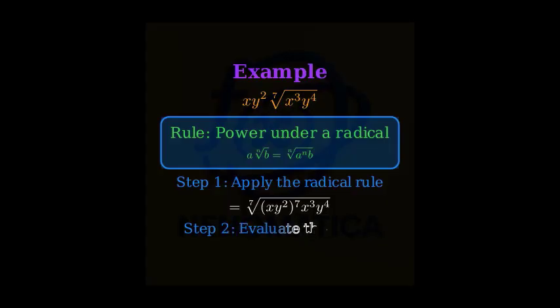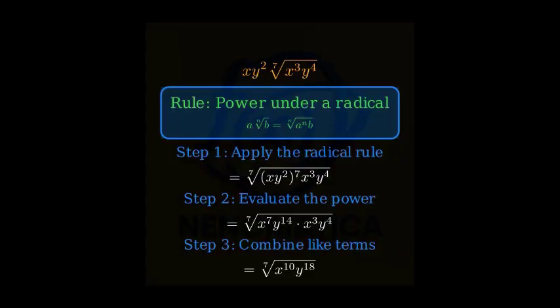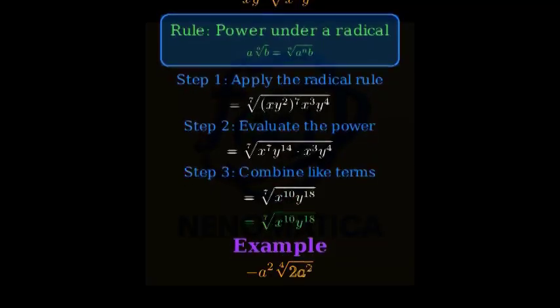For step 2, let's evaluate the power inside the radical. When we raise x y squared to the seventh power, we get x to the seventh, y to the 14th. For our next step, we'll combine like terms inside the radical. When we add the exponents for the x terms, we get x to the 10th. And when we add the exponents for the y terms, we get y to the 18th. Our final answer is the seventh root of x to the 10th, y to the 18th. Now, let's move on to our second example.